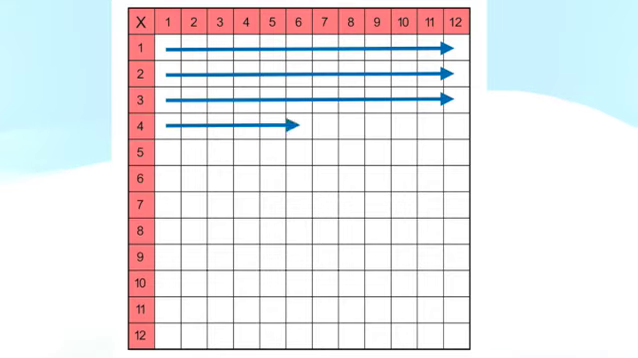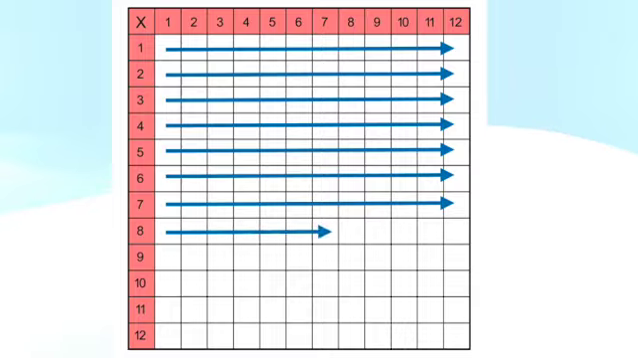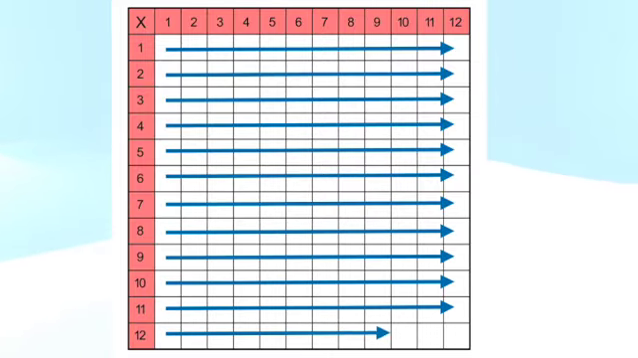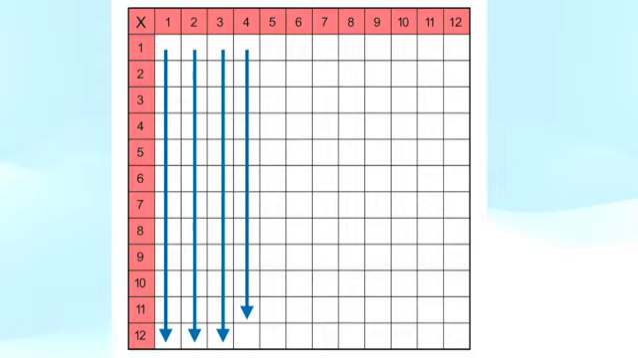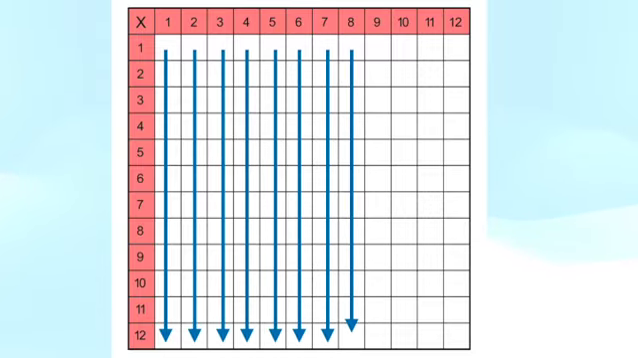What I told my students to do is to just do each skip counting set in order. So you do your 1s and then your 2s and your 3s and your 4s and your 5s and your 6s and your 7s and your 8s, your 9s, your 10s, your 11s, your 12s. It didn't matter whether you go horizontally left to right or vertically top to bottom.